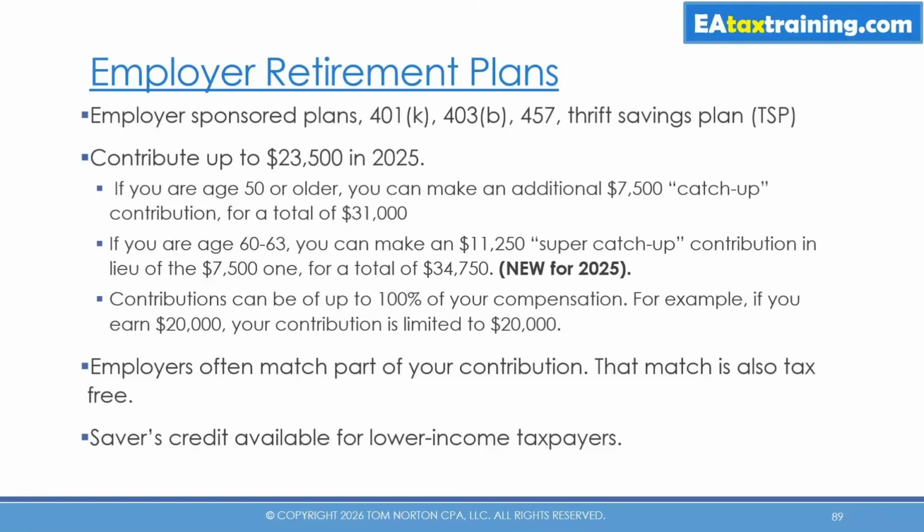And then this is new for 2025. If you are age 60 to 63, you can make an additional $11,250 super catch-up contribution in lieu of that $7,500 contribution. So instead of a $7,500 catch-up contribution, if you're age 60 to 63, you can make an $11,250 catch-up contribution for a total contribution of $34,750.